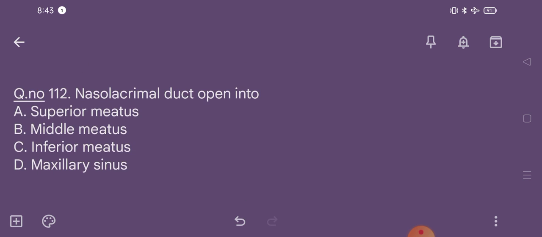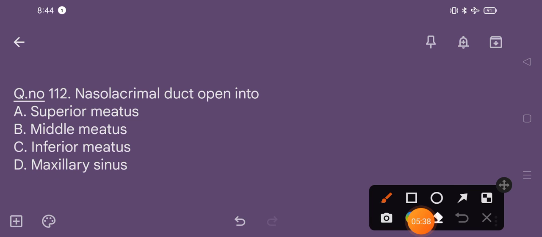Now question number 112. Nasolacrimal duct opens into: option A, superior meatus; option B, middle meatus; option C, inferior meatus; option D, maxillary sinus. The correct option is option C, that is inferior meatus. Nasolacrimal duct opens into the inferior meatus.